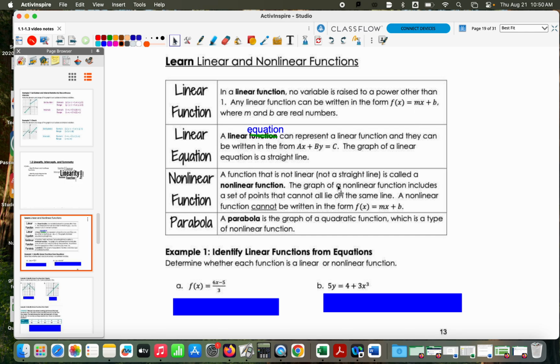Nonlinear just means it's not a straight line. We can't put it in this format. We've got x to other powers, all that good stuff. The most common example you've seen before is a parabola, when you get a quadratic, y equals x squared, you get something that's more of a curve.